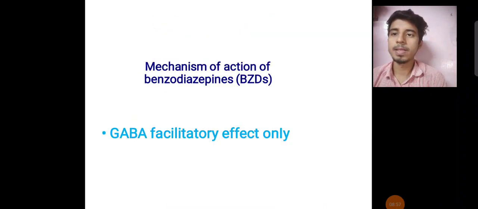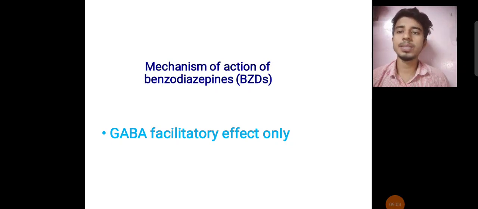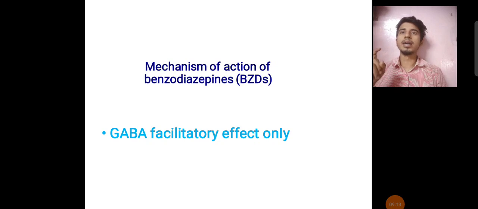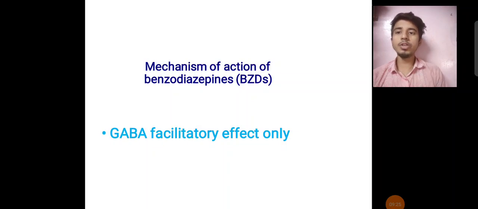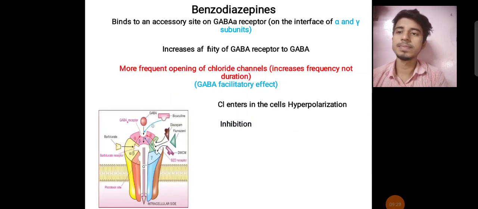The mechanism of action of benzodiazepines is only a GABA facilitatory effect. The barbiturates act by three mechanisms: GABA facilitatory, GABA mimetic, and GABA inhibitory. But the benzodiazepines work only through the GABA facilitatory effect, due to which side effects are very few in benzodiazepines. That's why we use benzodiazepines over barbiturates. Let's see how it works.